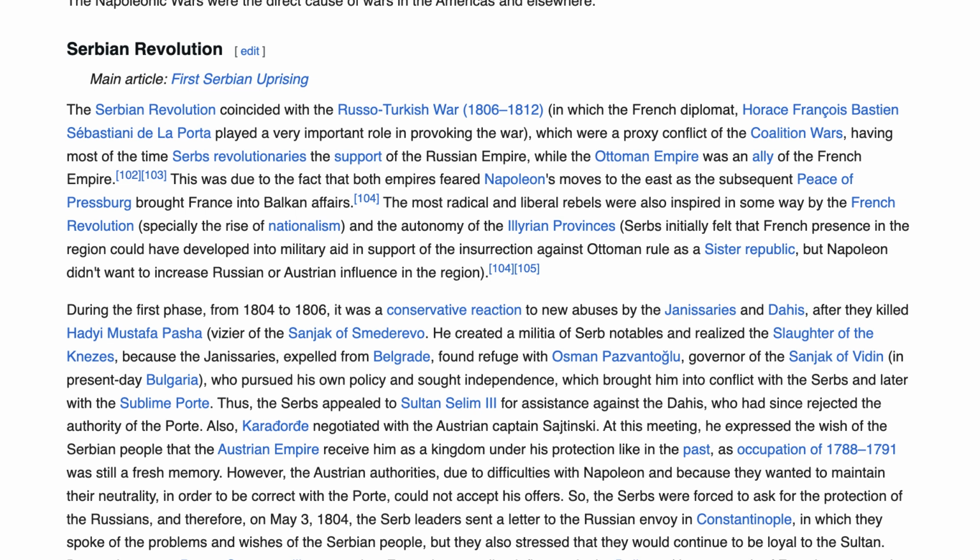However, the Austrian authorities, due to difficulties with Napoleon and because they wanted to maintain their neutrality in order to be correct with the Porte, could not accept his offers. So, the Serbs were forced to ask for the protection of the Russians, and therefore, on May 3, 1804, the Serb leaders sent a letter to the Russian envoy in Constantinople, in which they spoke of the problems and wishes of the Serbian people, but they also stressed that they would continue to be loyal to the Sultan.